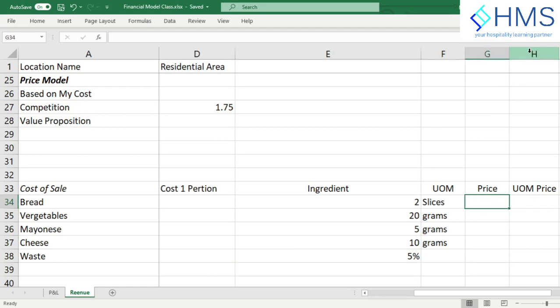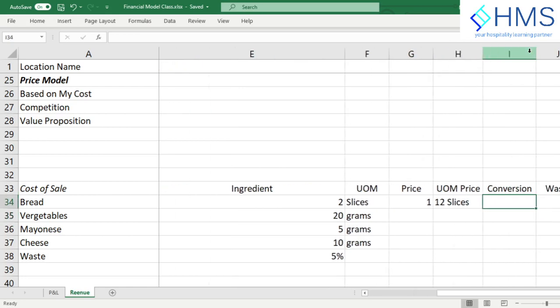Now the price of this ingredient, let's say the bread: you cannot buy by slices, right? You have to buy the packet. So the packet, let's say, costs about $1 per packet. In the packet it comes with 12 slices, let's say. So what would be the conversion factor? It's going to be 1 divided by 12. Now there is probably no waste because you can use the entire bread.